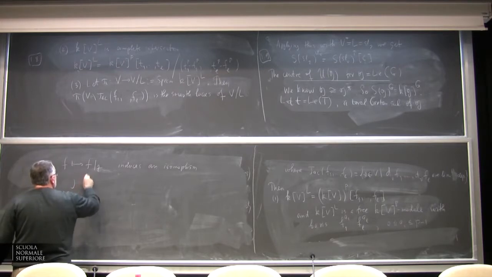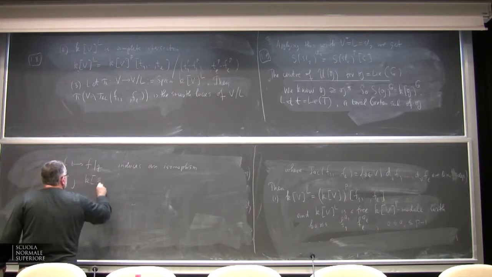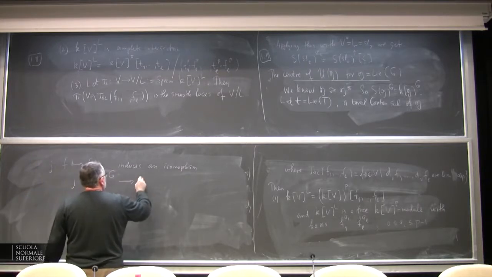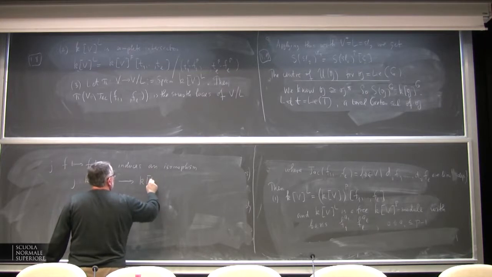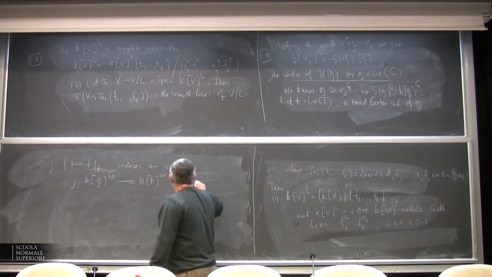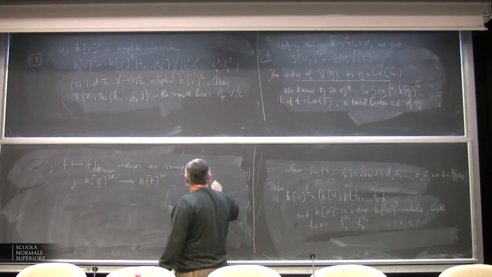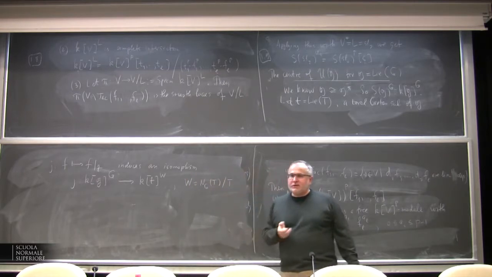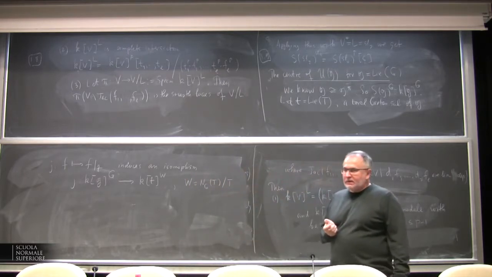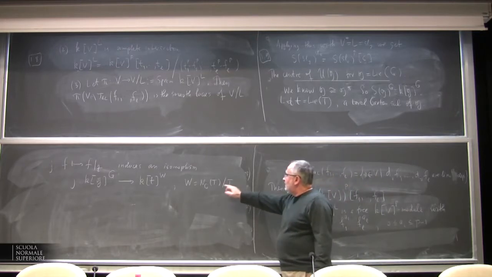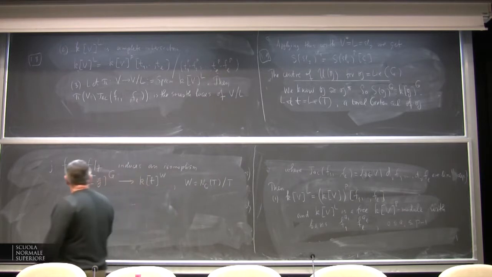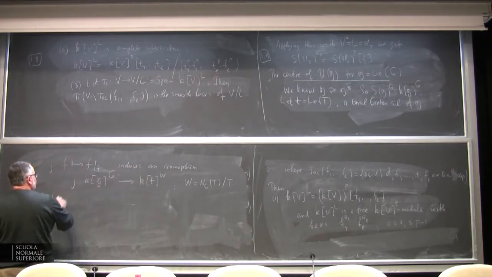Between K[g]^G, where G is a group, and K[c]^W. And here I will write W because W is the normalizer of the maximal torus divided by the centralizer, and this maximal torus will act trivially on the Cartan. So this is the Chevalley restriction theorem holding in this setting.